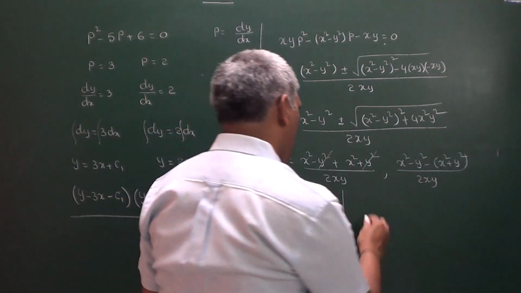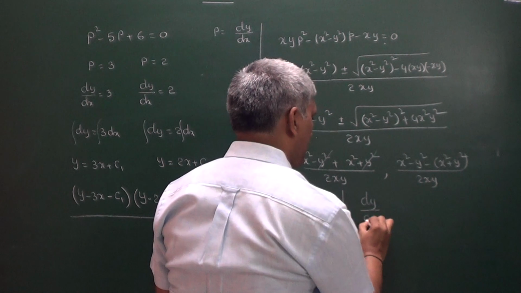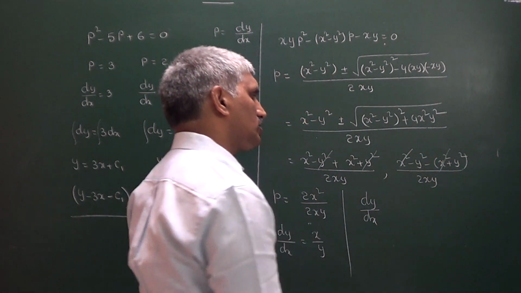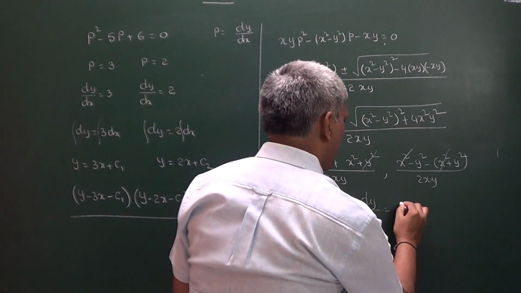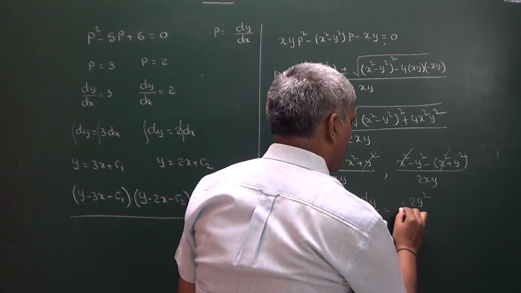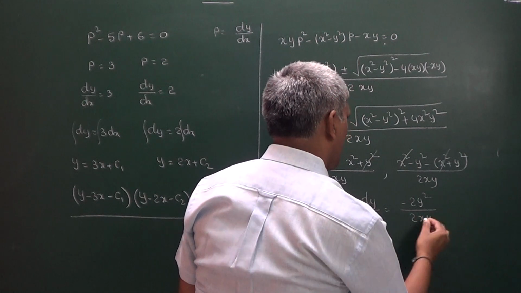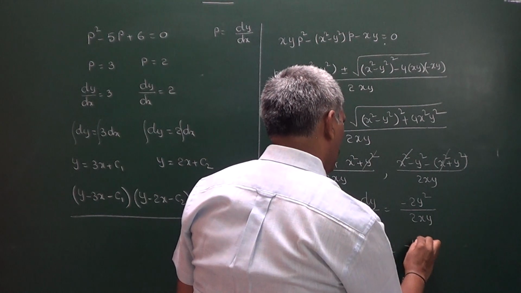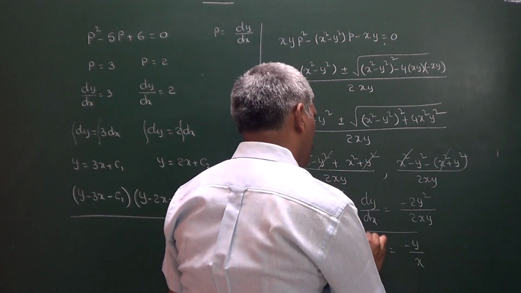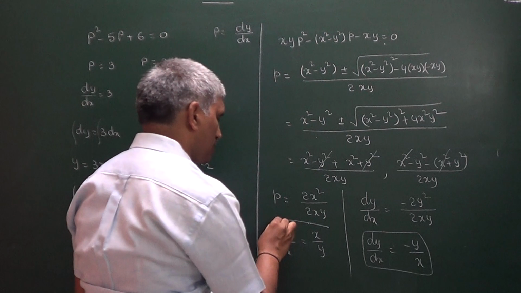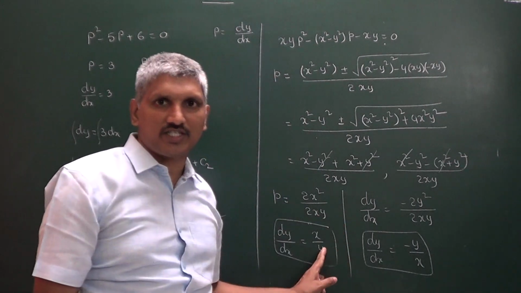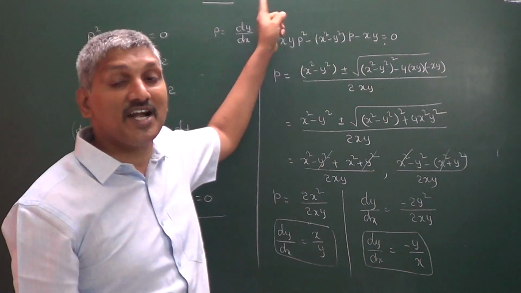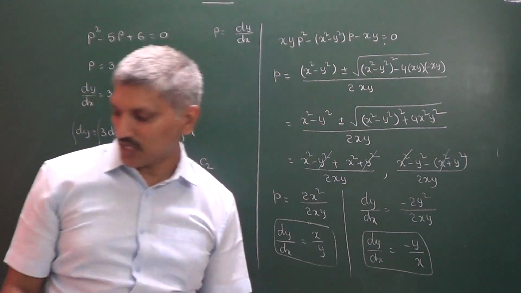Whereas in the second case, what happens? dy/dx = ... you can observe here, -x² and +x² cancel. We got -2y² / 2xy. Here we are getting dy/dx = -y/x. I hope you can find the solutions for these two differential equations. So combine these two solutions, you will get the solution for these second degree differential equations, right?